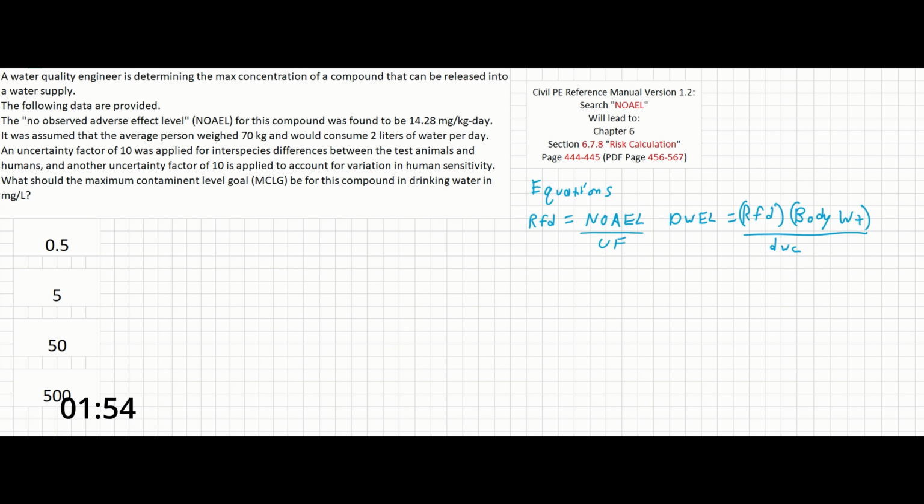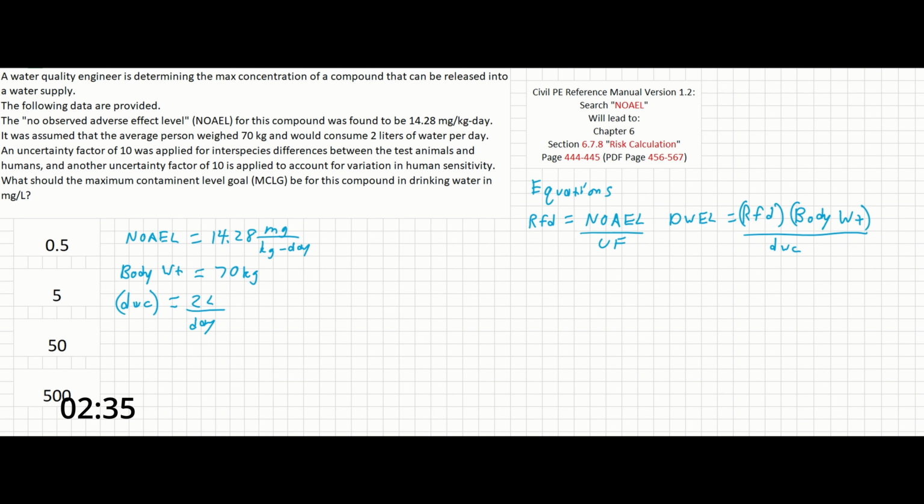Next, let's write out our knowns and what we are looking for. So the problem gives us the NOAEL already, and that is going to be 14.28 milligrams per kilogram day. The body weight used in the study was given as 70 kilograms, and the drinking water consumption, we're going to shorten to DWC, is given as 2 liters per day.